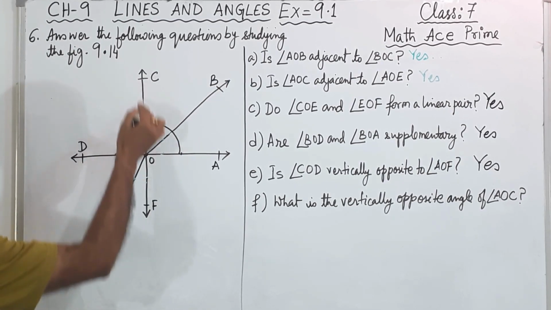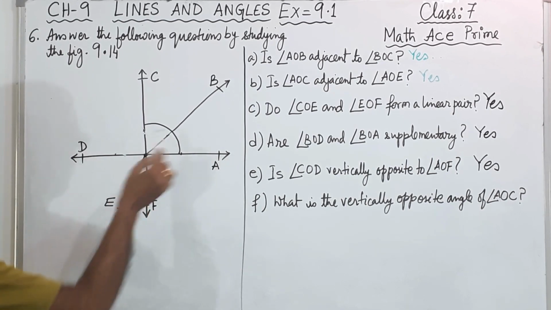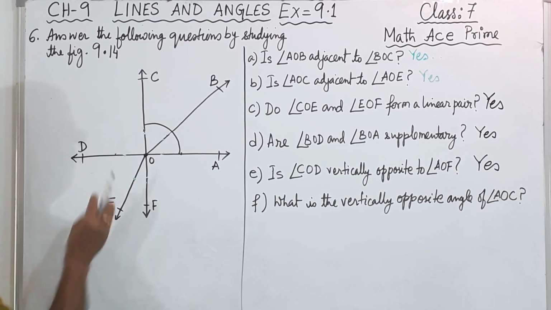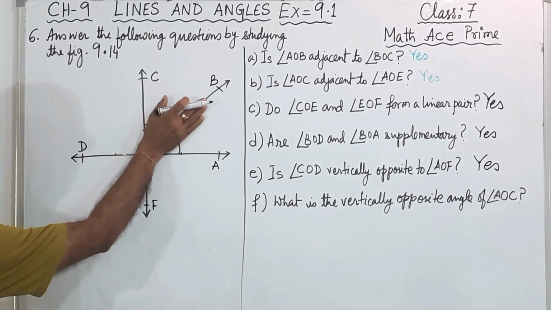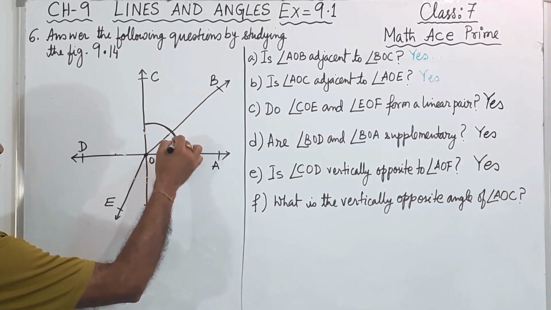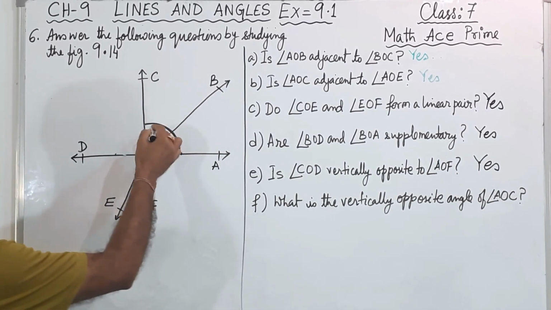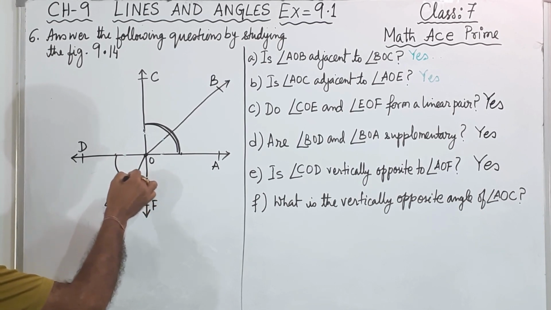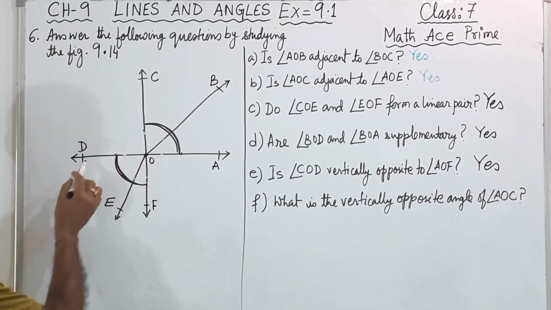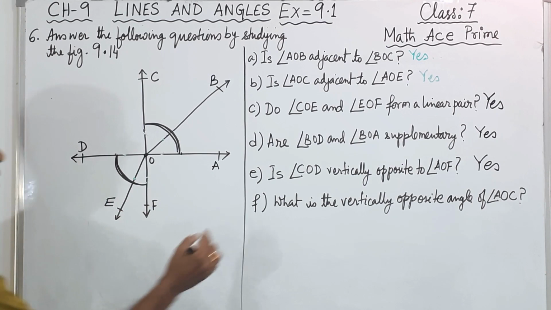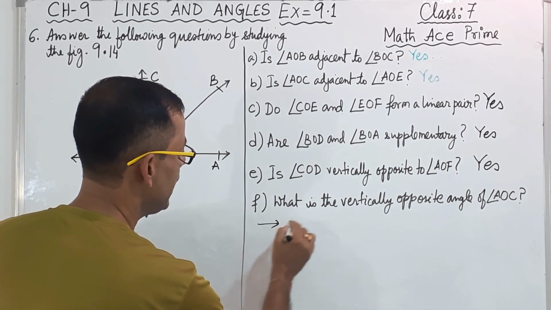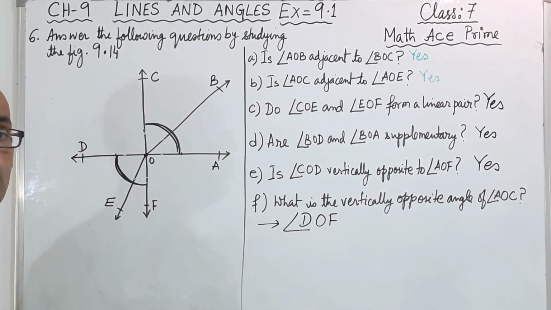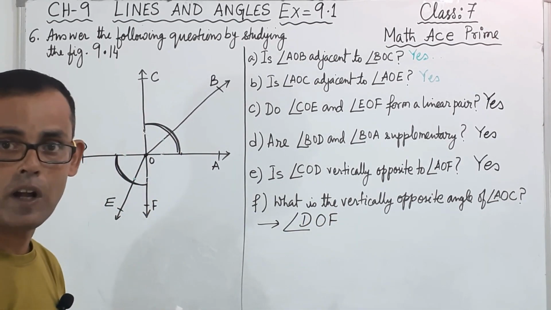Okay. Now you can see two lines are intersecting. Which are two lines? AD and another one is CF. Forget about this line. Forget about this line. So they are talking about AOC. So AOC vertically opposite will be what? This one it will be. Clear or no? So what is the name of this angle? DOF. So the answer for this one will be angle DOF. Clear or no? So I hope question number 6 you have understood.